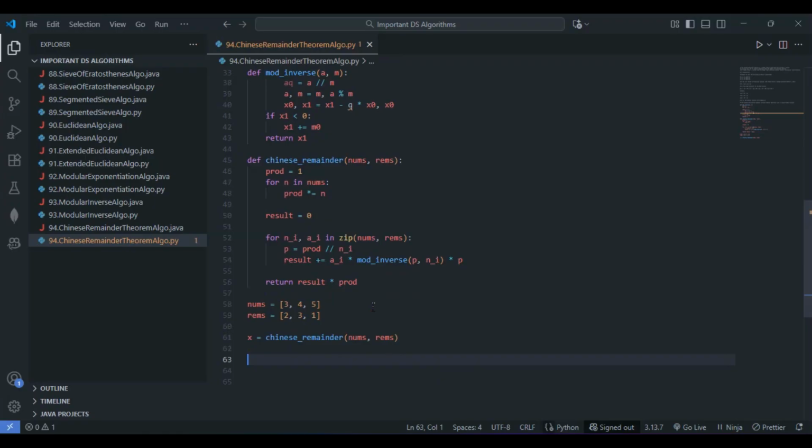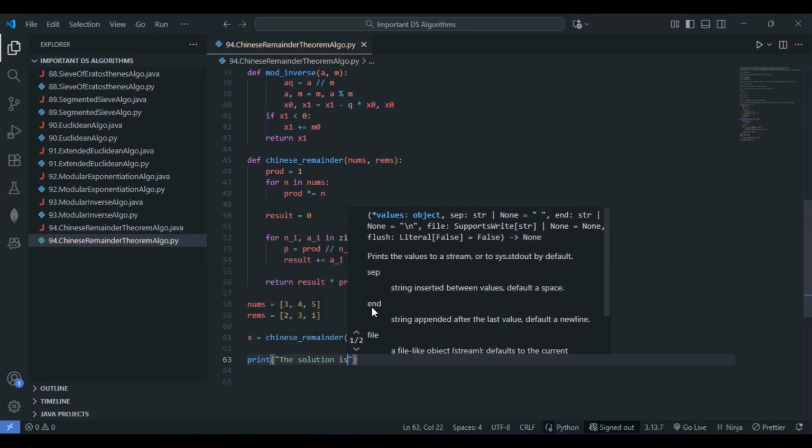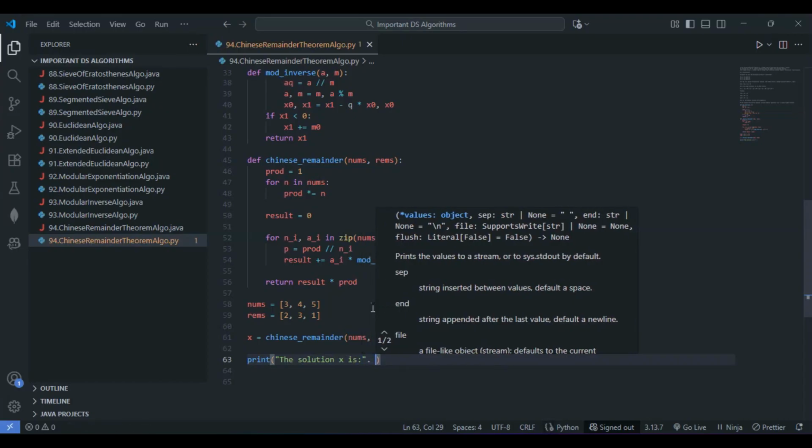The final step here would be, let's print the final answer. I'll just go with the print. The solution x is basically, yep, so this is correct. So let me pass the x here.